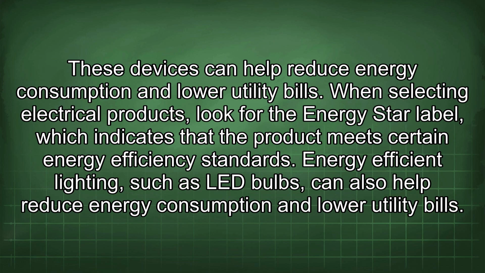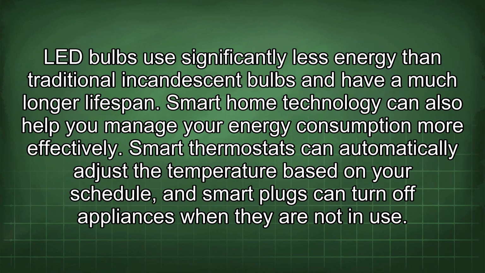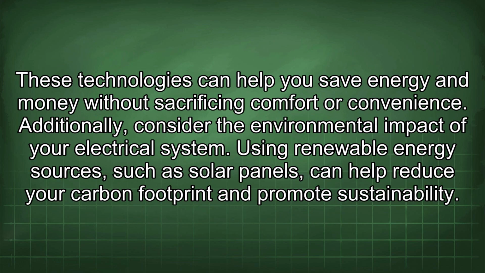Energy-efficient lighting, such as LED bulbs, can also help reduce energy consumption and lower utility bills. LED bulbs use significantly less energy than traditional incandescent bulbs and have a much longer lifespan. Smart home technology can also help you manage your energy consumption more effectively. Smart thermostats can automatically adjust the temperature based on your schedule, and smart plugs can turn off appliances when they are not in use. These technologies can help you save energy and money without sacrificing comfort or convenience.